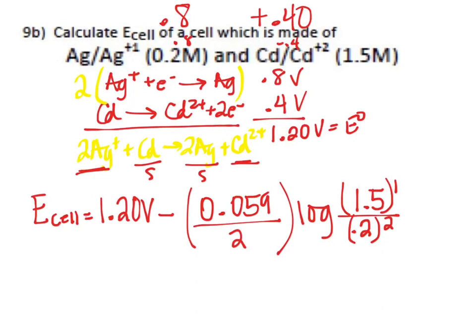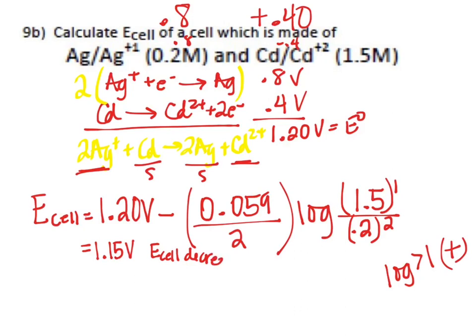So what do we get? What are we predicting this log is going to be? Greater than 1 or less than 1? Greater than 1. So we're predicting that we're going to have an increase or a decrease in our cell potential. So if we put this in there, 1.15 volts.